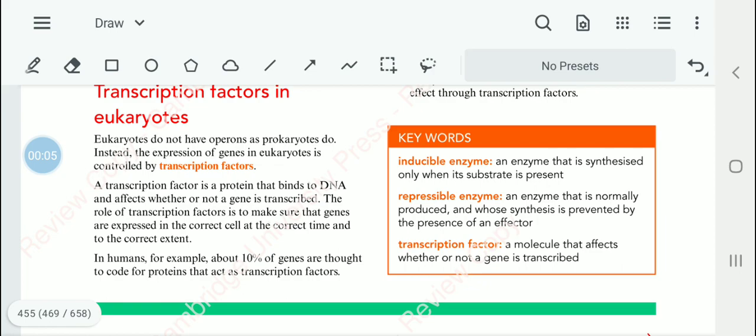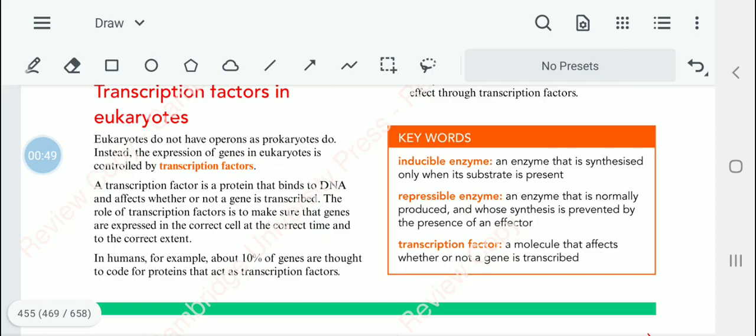Now we are going to discuss the transcription factors in eukaryotes. We learned that prokaryotes have operons, but eukaryotes don't have operons. Instead of operons, genes are expressed and controlled by transcription factors. A transcription factor is a protein that binds to DNA and affects whether the gene is transcribed or not.